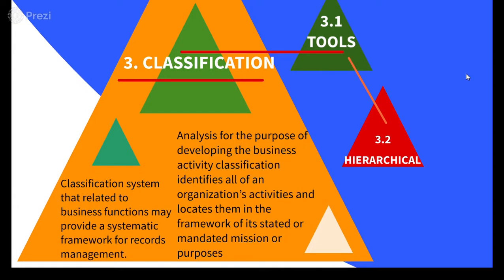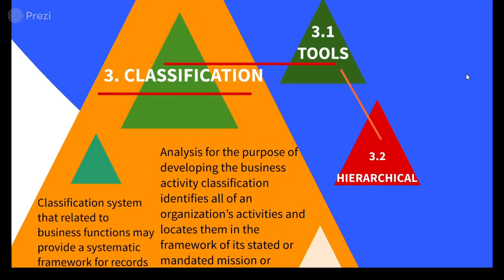Okay, now we go to the third topic, which is classification. A classification system related to business functions may provide a systematic framework for records management analysis for the purpose of developing the business activity classification. It identifies all of an organization's activities and locates them in the framework of its stated mandate, mission or purposes. We have two subtopics, which are tools and hierarchical.